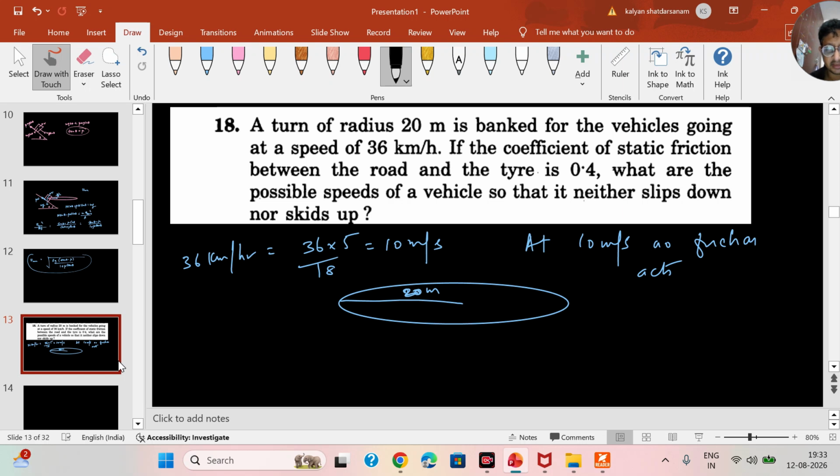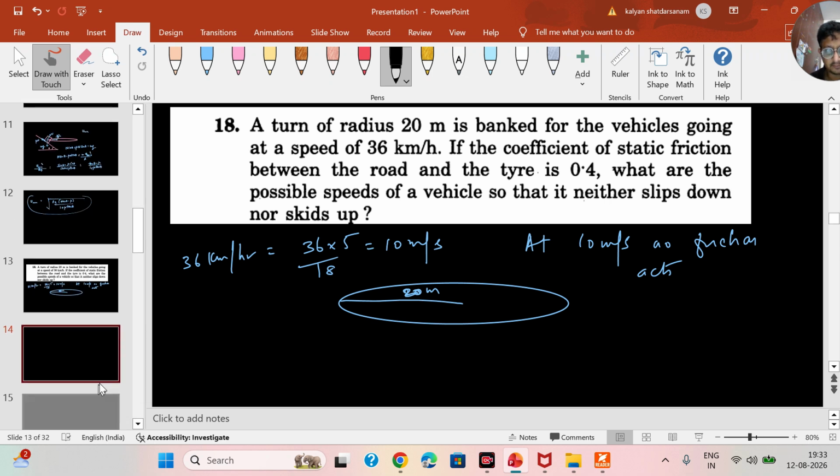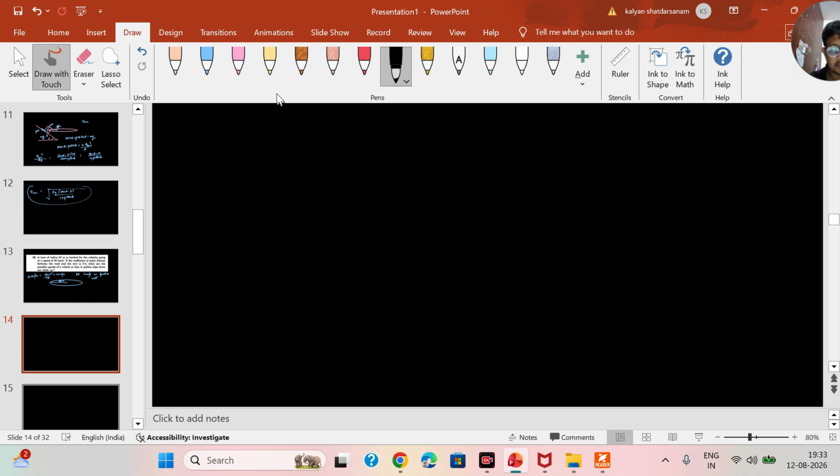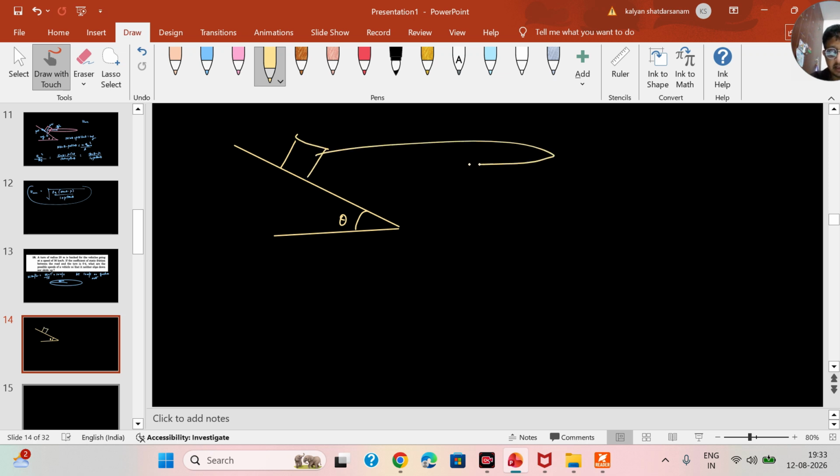So let's see how this works. First we will try to get the banking angle. Suppose the road is banked at theta, and I'm showing the back side of the vehicle. The vehicle is going in a circle.